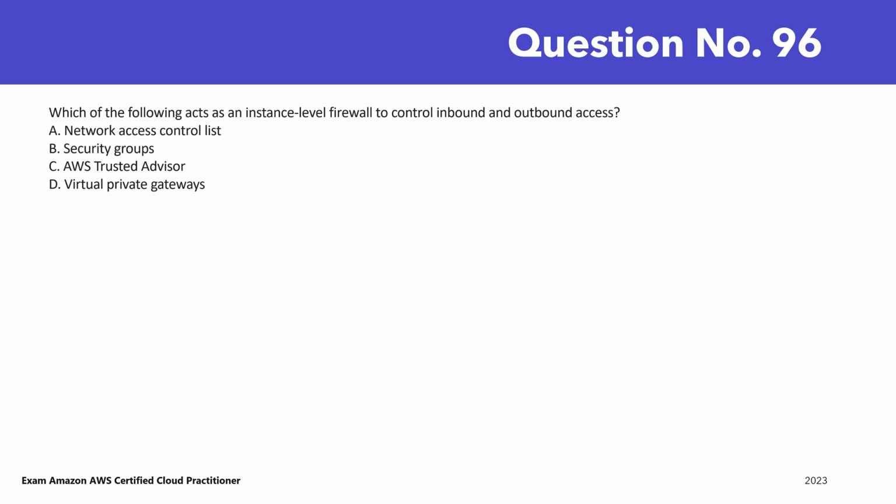Which of the following acts as an instance-level firewall to control inbound and outbound access? A. Network access control list. B. Security groups. C. AWS Trusted Advisor. D. Virtual private gateways. Correct answer, B.